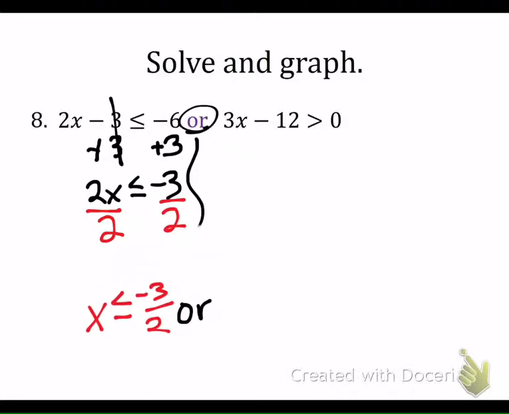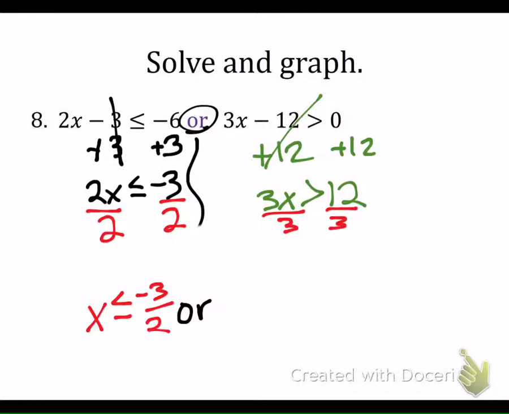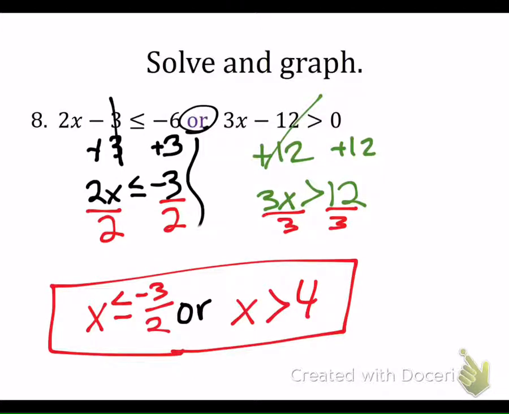All right. Now, we've finished the first equation. Okay, let's just start on the second. What do I do to start? Add 12. So 3x is greater than 12. Divide by 3. X is greater than 4. That's my answer.